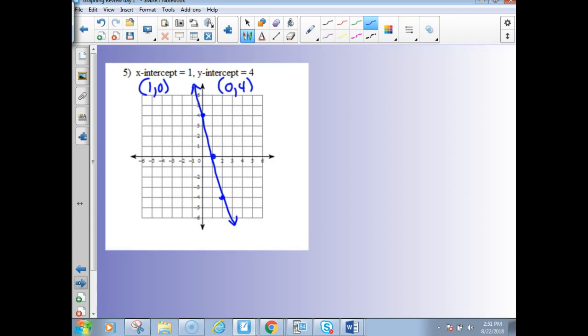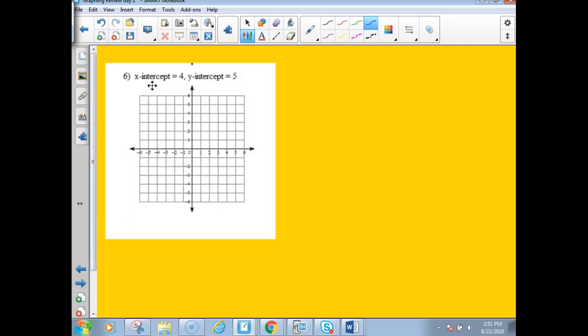Okay. Number 6 is another one like that. The x-intercept 4, 0. The y-intercept 0, 5. 4, 0 is right 4, stay there. 0, 5 is up 5 from the origin. Looks like that's down 5, right 4. Can't really do that again, so we just draw the line. But you could figure out the slope by going from the most left point to the right point.